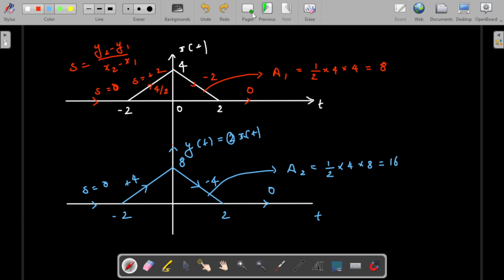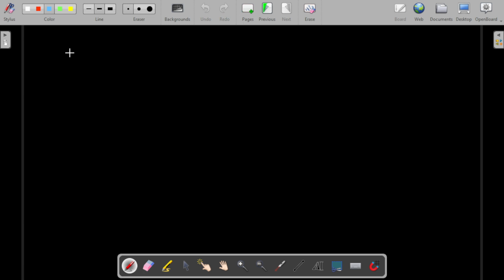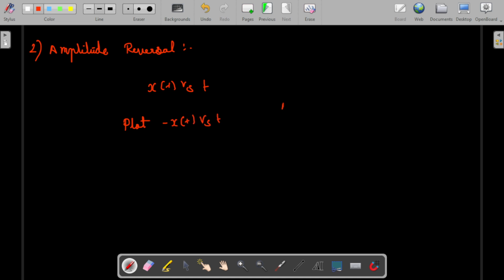Similarly, let me write the second operation, that is amplitude reversal. Here it is the same, but we won't multiply with any factor. If x of t is given, then we have to plot minus x of t, which is amplitude reversal. You can even consider the scaling factor A equal to minus 1 here, but we usually don't consider it as amplitude scaling. So we'll take this process as reversal.